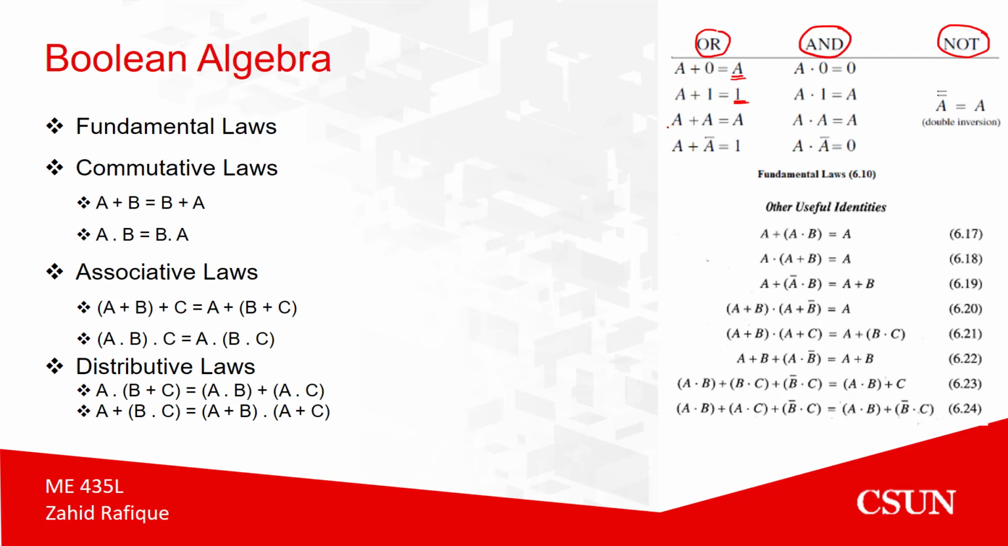We can further go through this. So A or A is A, so 0 or 0 is 0, 1 or 1 is 1. And if you OR a signal with its complement, so A or A bar, your answer is always going to be 1. So if A is 0, A bar is going to be 1, and you OR them together, your output is going to be 1. If A is 1, your A bar is 0, your output is going to be 1.